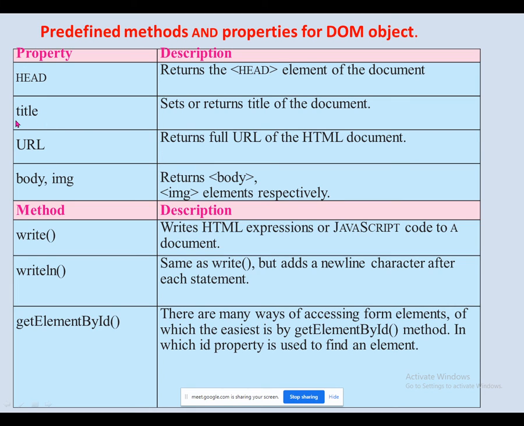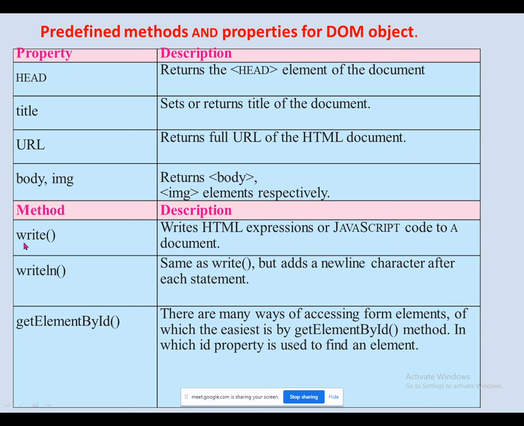Okay, so title: set or return the title of the document. URL returns the full URL of the document. URL means what? Name of that particular web page. Body and img return the body and image names respectively, that is, whatever information is inside the body tag and inside the image tag, whichever image you are going to upload or add. So that information, if you want to know about any web page, then these properties are used.